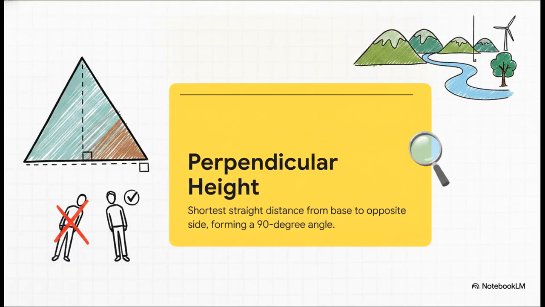Now that we know the secret, the absolutely crucial thing to lock down is what we call perpendicular height. So the height is the shortest, straight line distance from the base all the way to the opposite point. And here is the kicker. It must always form a perfect 90-degree angle with the base. Think about it like when you get measured at the doctor's office. You have to stand perfectly straight up against the wall, right? You can't slouch or lean to the side. Shapes work the exact same way. The height has to be a straight drop down, never a leaning side.